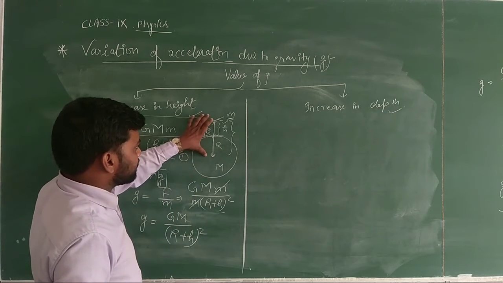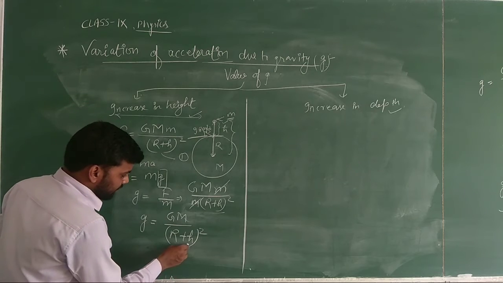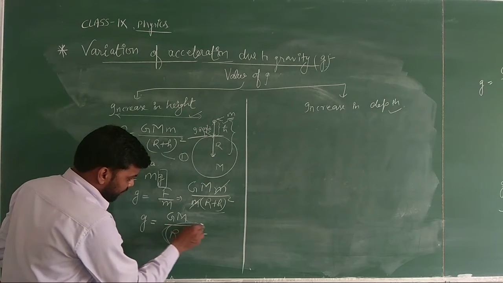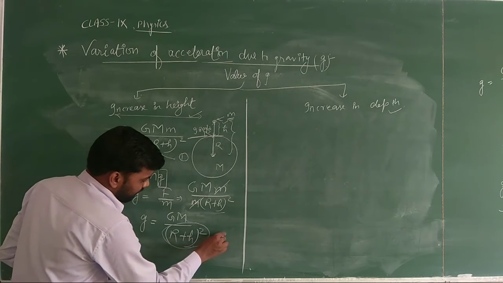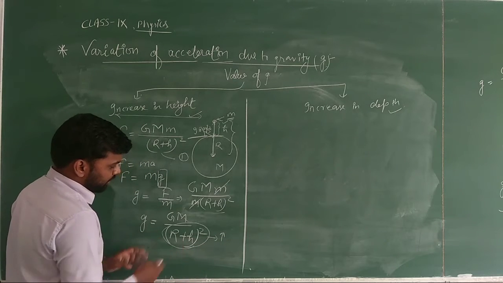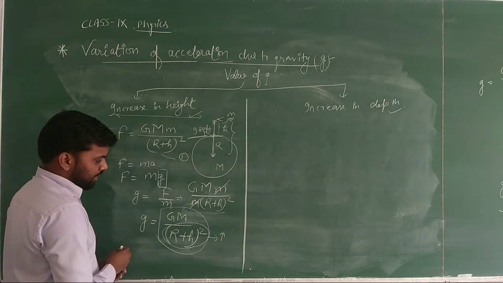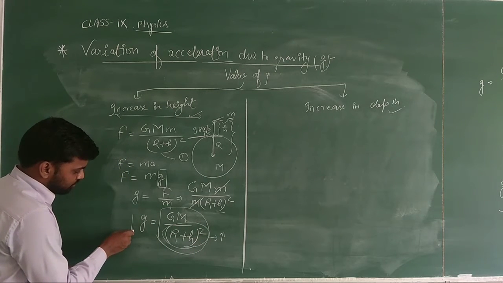But in this case, the height is increasing in the upward direction. So definitely the denominator part in this case will have a higher value. If the value of the denominator part is higher, definitely this whole value will decrease and the value of g will also decrease.